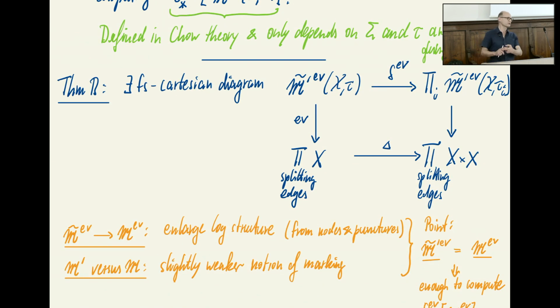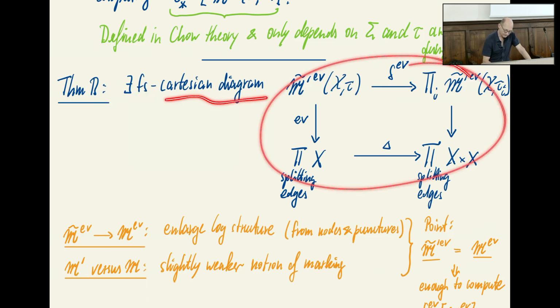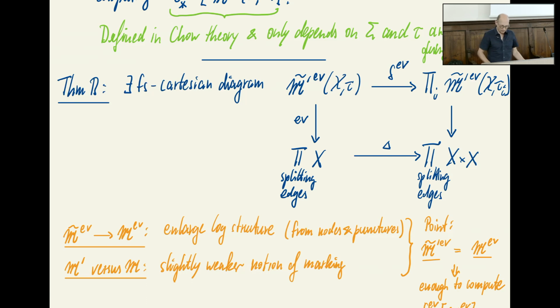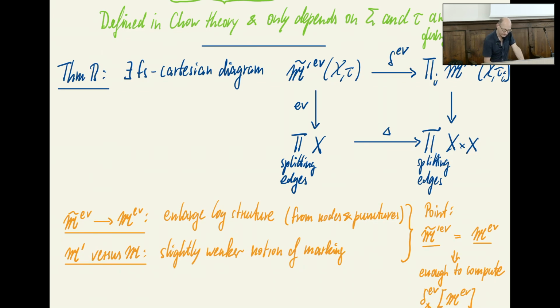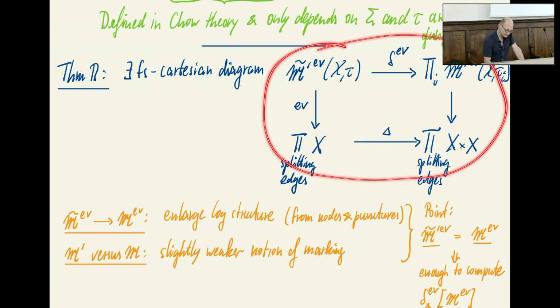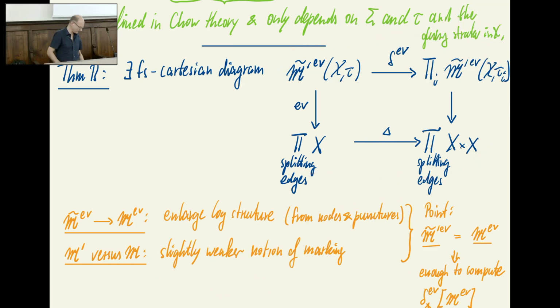Gluing has something to do with doing something on X. This is what this diagram does. We have the diagonal map from X, one copy of X for each splitting node, and it goes to the two points you want to glue. And there is a Cartesian diagram like this, ignoring the FS for the moment. What are the tilde and prime doing? That's a slightly technical point. The tilde means, to make this actually a Cartesian diagram, I have to enlarge the log structure.